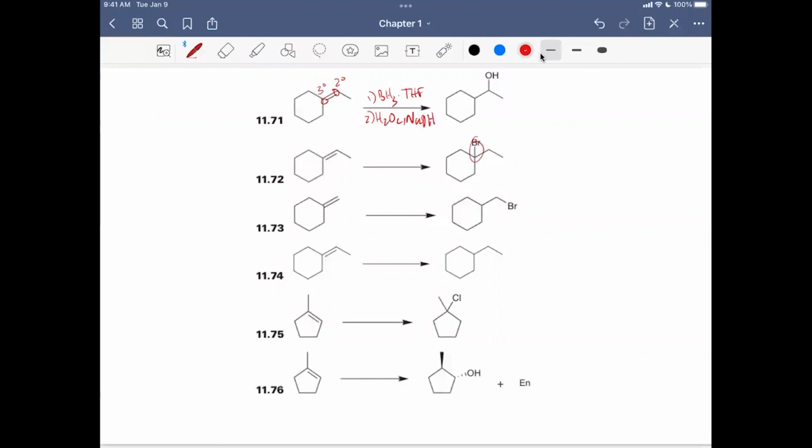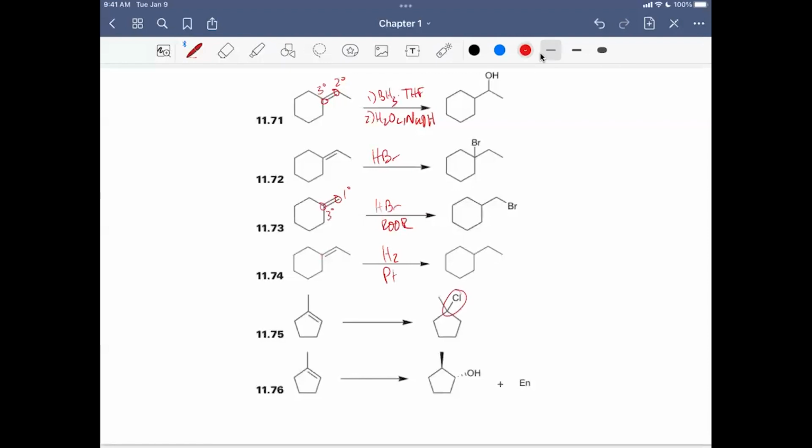We have a Br being added on the more substituted carbon, so that's just HBr. And then a Br added to the least substituted carbon on this one. Remember, this is a tertiary, and this is a primary, so a least substituted carbon, that's HBr with that peroxy acid. We're going from an alkene to an alkane. So when that double bond disappears, we use that H2, Pt.